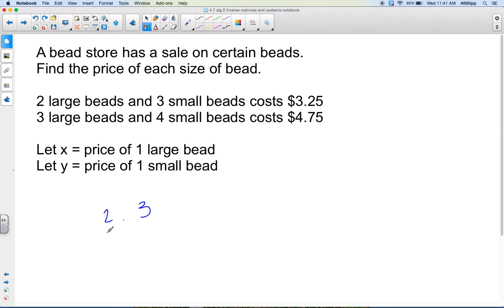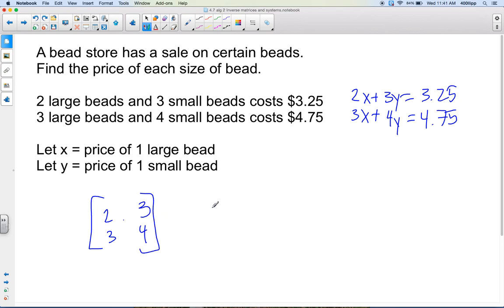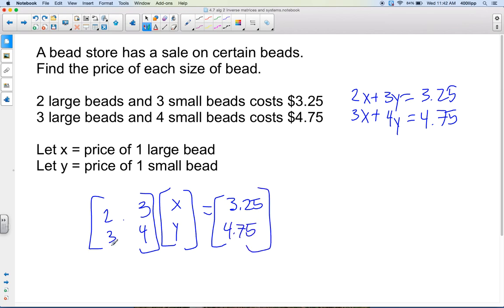2, 3, 3, 4. You can write it out as an equation if you want. The large beads are X. So this is 2X plus 3Y equals 325. And then this one is 3x plus 4y equals 475. And then writing it into a matrix, 2, 3, 3, 4, and then xy is equal to our constant matrix, 3.25 and 4.75. You'll find the inverse of this.